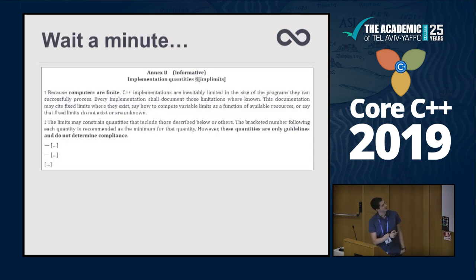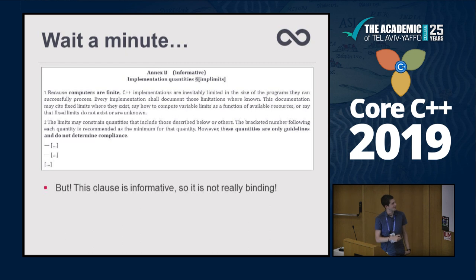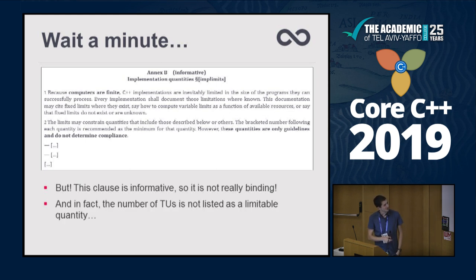So yes, but there's this clause in the informative part of the standard, which we'll get to in a minute, that says because computers are finite, C++ implementations can impose some kinds of limits on your program, right? One thing is that this clause is an informative clause. It's not strictly speaking binding. You don't have to follow it, because it's supposed to explain things, not set strict rules. And in fact, the number of translation units is not listed as one of the things that you could limit in this way. So basically, you can do infinitely many translation units, but there are also other limits. So they actually did cover themselves here.